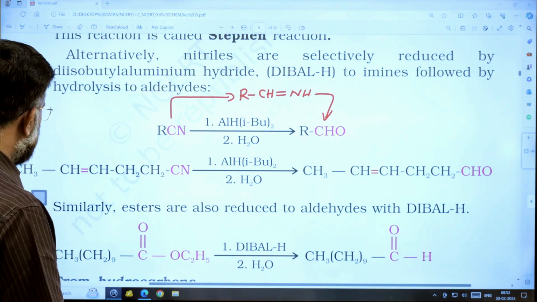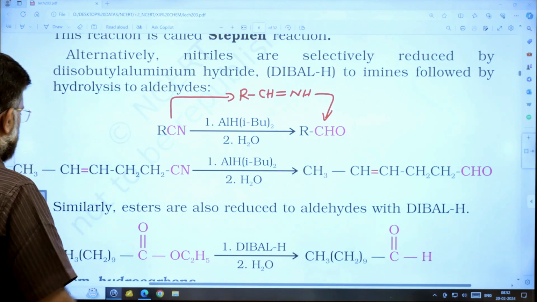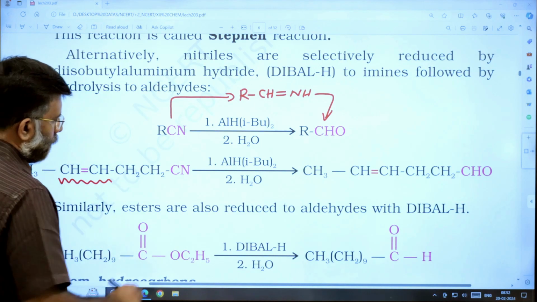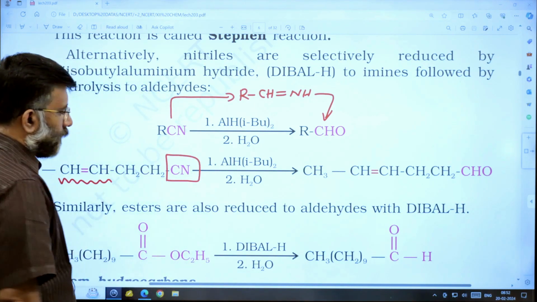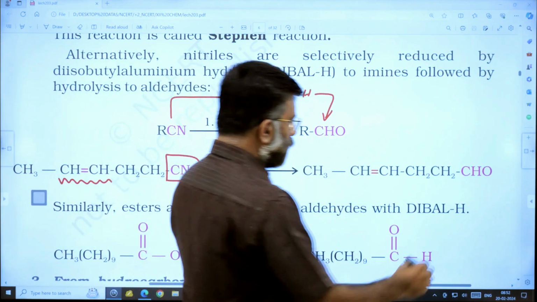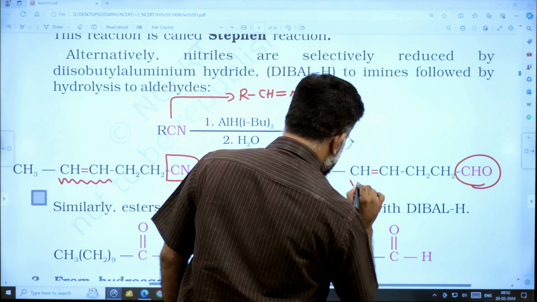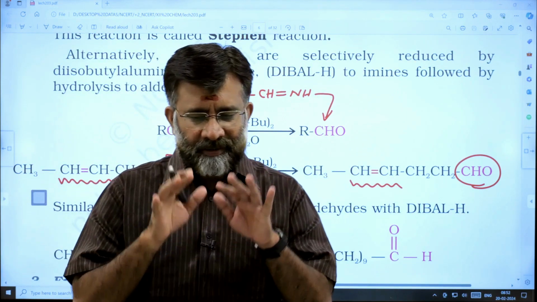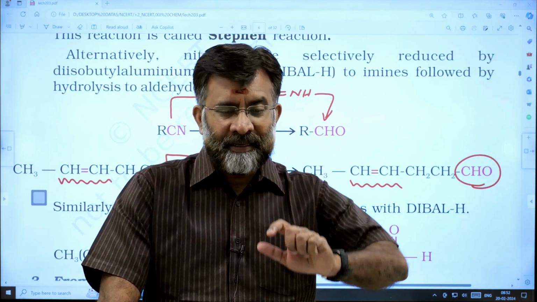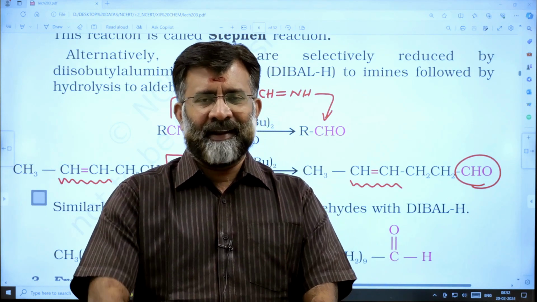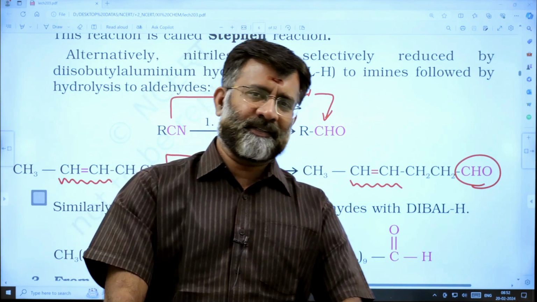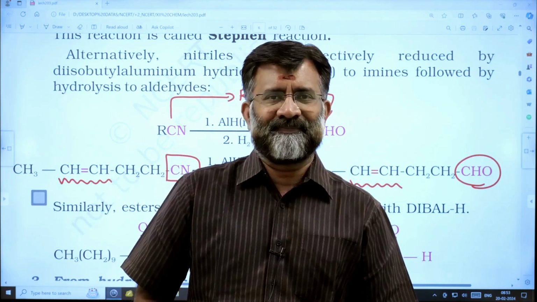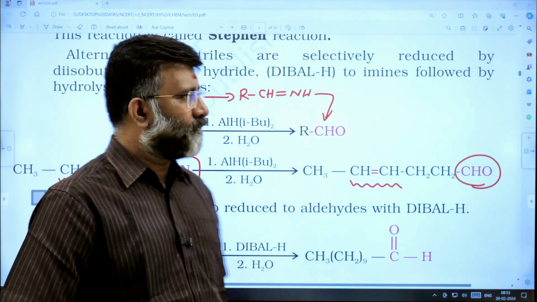DIBAL-H has another speciality also. Suppose you take a system where there is an unsaturation. You can see it is giving a selective reaction: CN is reduced to CHO, and the unsaturation remains intact, undisturbed. It doesn't affect the unsaturation across the chain. It is a selective reduction.